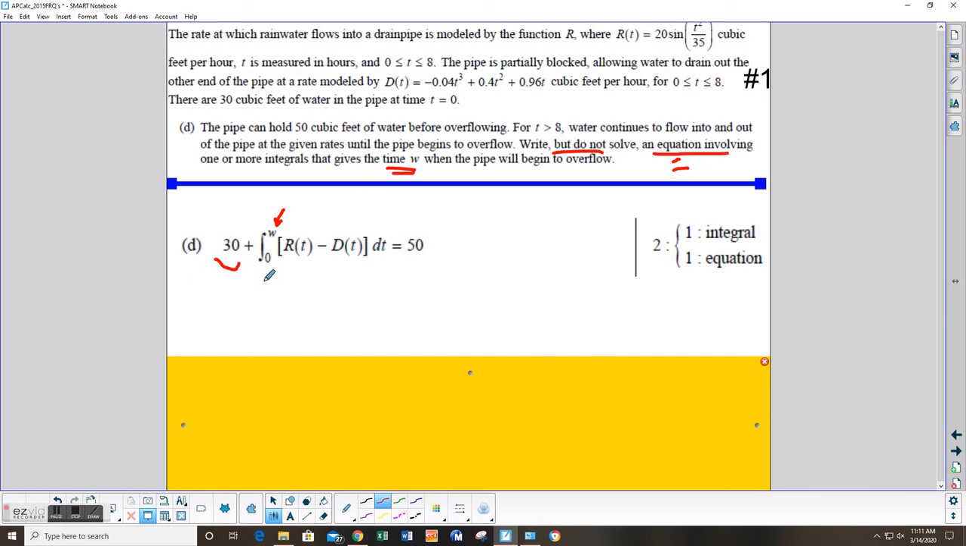This here is the beginning amount of water, and the answer to this integral, similar to part C, is basically going to be how much water is added. This is the added water amount. And as soon as that gets to 50, you're going to overflow. So whatever I'd solve this for, w, you can have an unknown in your upper bound. That total amount of water in the drain pipe will then reach that magic point of 50, which is the overflowing point.